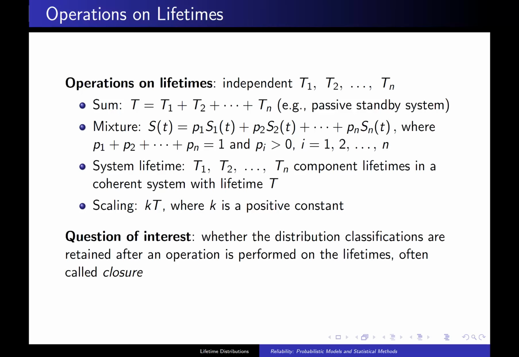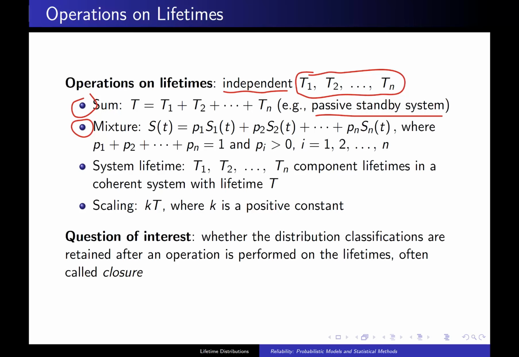Here are a couple operations that we can do on lifetimes. Let's say we've got n lifetimes, and we're going to assume that those are mutually independent lifetimes. What are some operations we can do on lifetimes? Well, the first thing we can do is add them up, take a sum. And that applies to a passive standby system. Second thing we can do is take a mixture of these random variables.